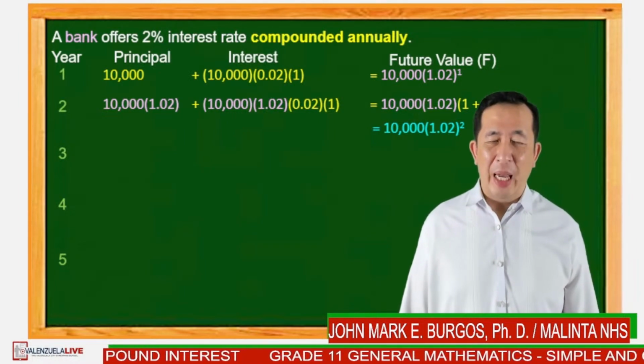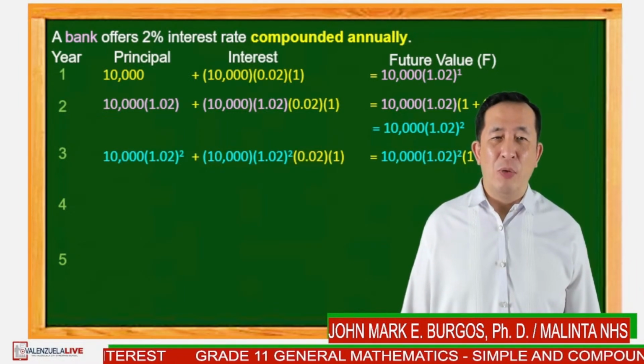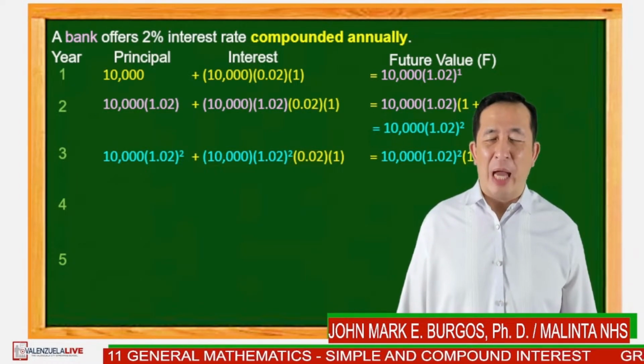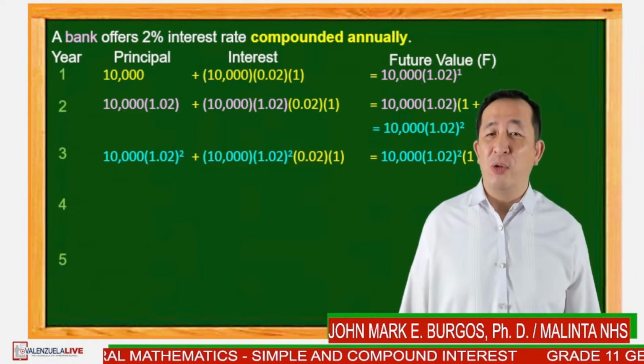On year 3, using the future value of year 2, we have the principal 10,000 times 1.02 raised to the second power.